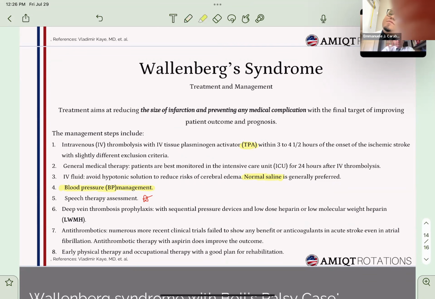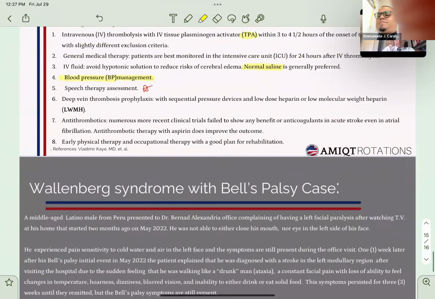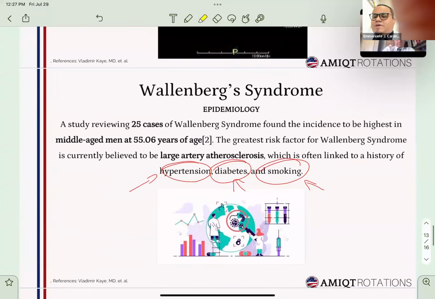Of course, we need to give the patient deep vein thrombosis prophylaxis because we don't want another ischemic event in this patient, and we can give chronic treatment of antithrombotic to this patient. Now, after the hospitalization, if the patient recovers, it's recommended to give as early as possible physical therapy and occupational therapy, for the patient to rehabilitate as soon as possible.